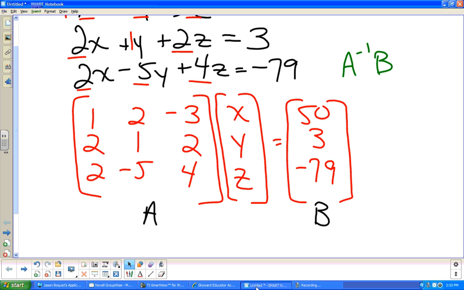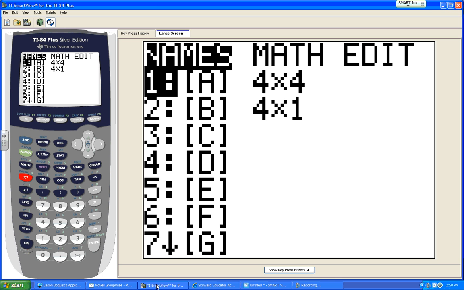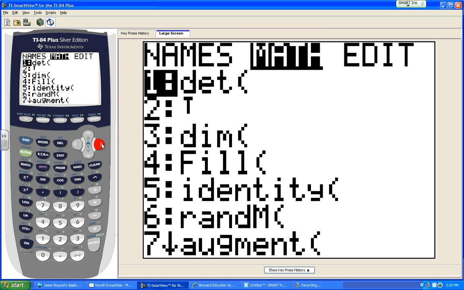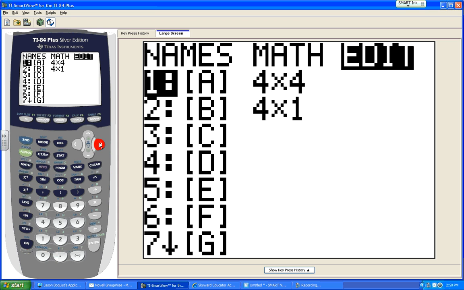And so we'll go back to our calculator, go over. Now, if you notice, if you go over, there's a math. So here's like determinant and various other things. I would like to edit those, so go over one more time. And now I have to tell it which one I would like to edit. And right now A is highlighted. So let's go ahead and just hit enter.